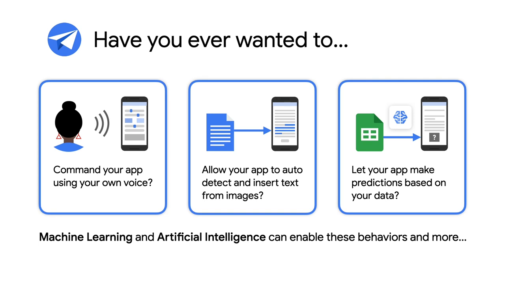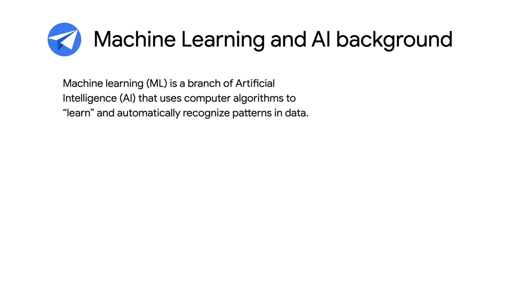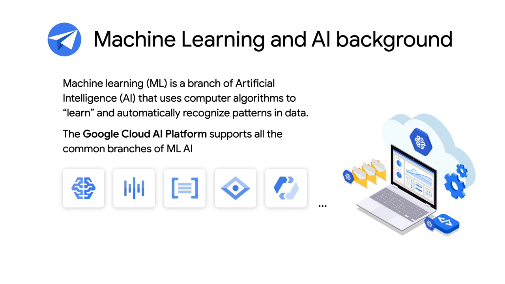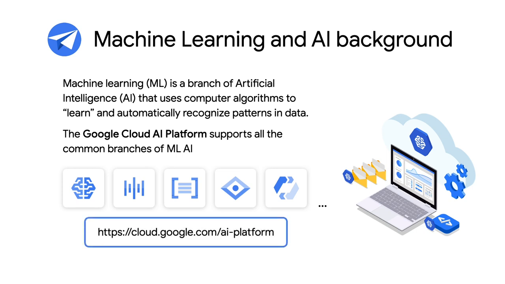Before continuing though, here's a bit of background on machine learning and AI. Machine learning is a branch of artificial intelligence that uses computer algorithms to learn and automatically recognize patterns in data. The data itself can be varied, but is typically text, audio, or visual in nature. The Google Cloud AI platform is Google's solution for all the common branches of ML AI.